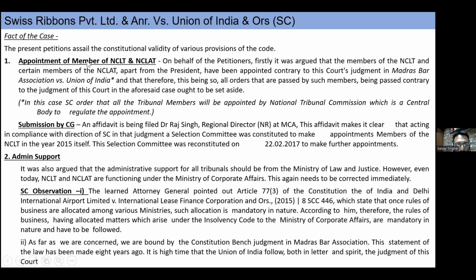On the appointment of members of NCLT and NCLAT, on behalf of the petitioner, firstly it was argued that the members of NCLT and NCLAT, apart from the president, have been appointed contrary to the court's judgment. Therefore, all the orders passed by such members, being passed contrary to the judgment of the Supreme Court in the aforesaid case, ought to be set aside. So they say that the appointment is not valid. If the appointment of any person is not valid, then how can you say that the decision taken by such person is valid?